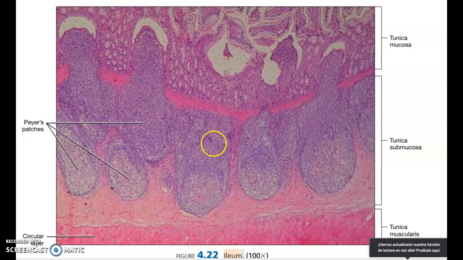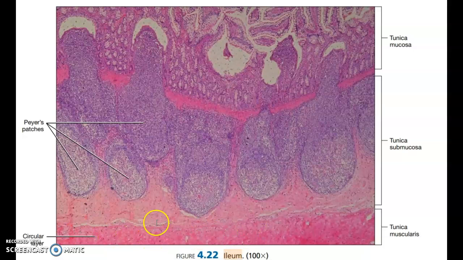Hi guys, this is going to be the ileum, and here we have a slide which is 100x total magnification. We have the tunica mucosa, and with the components of the tunica mucosa we have the submucosa and the muscularis layer. This one actually is going to be both layers, the circular layer and the other one. The interesting part here is going to be these patches, which is lymphatic tissue. And in the submucosa you have the Peyer's patches.